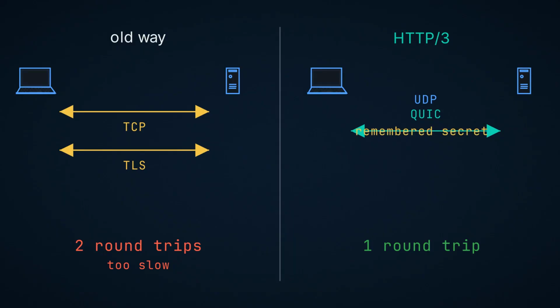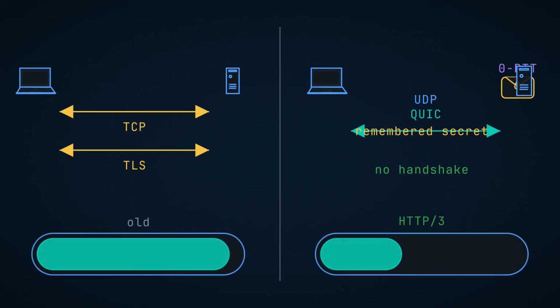And if you have been to the site before, it gets greedy. A feature called zero round trip time, or 0RTT, lets your browser send encrypted data in the very first packet, using a secret it remembered from last time. No handshake at all. That is a big part of why the modern web feels so much snappier than it did a few years ago.